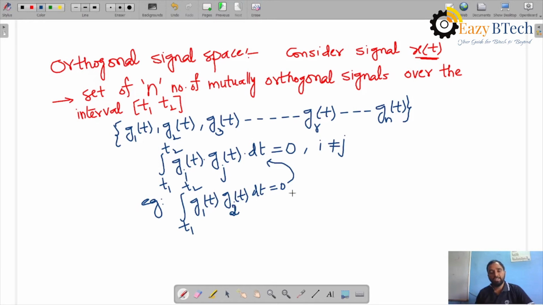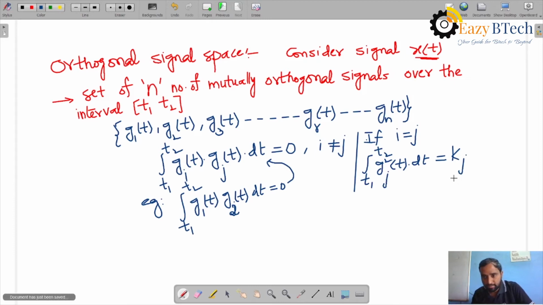For example, if i and j are equal, what happens to the integral? The integral from t1 to t2, taking i equal to j, of gj square of t dt, the integration of gj square, will be some value, let us take this value as kj.